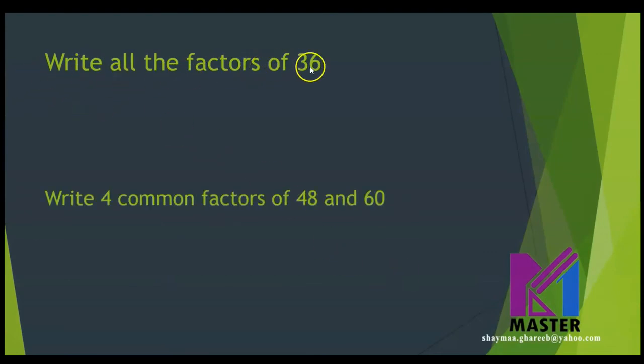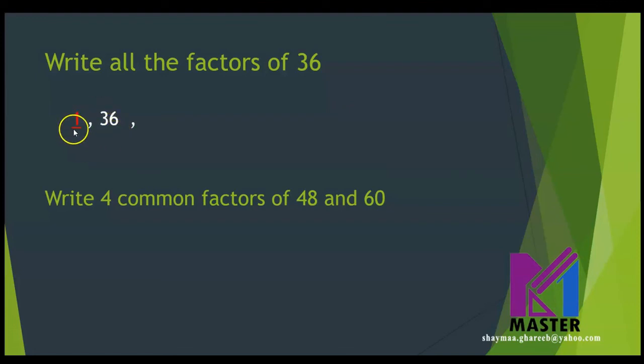Write all the factors of 36. So we are going to use the listing method. I will start by 1 and 36. Then I will check the divisibility rules by 2, then 3, then 4, until I reach a repeated factor. Until I reach 6, so it will be 6 times 6. I will write only 1, 6.